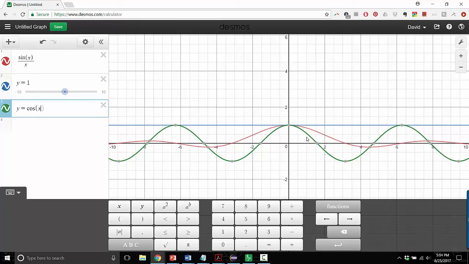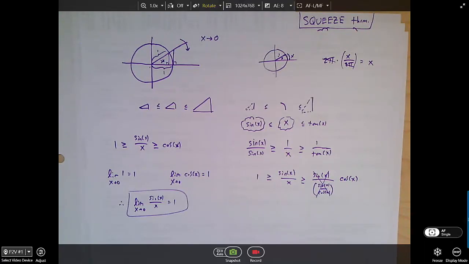You can see from the right-hand limit here, as x is approaching 0 from the positive direction, both the upper and lower bound, the limit is approaching 1. And that's squeezing our function so that its limit as x approaches 0 is also equal to 1.